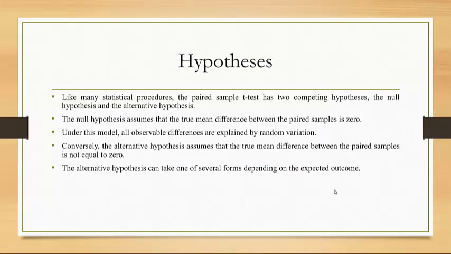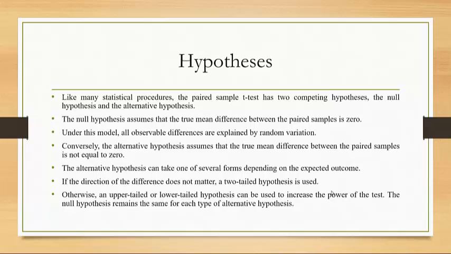I'll show you the standard notation of how we can denote our null hypothesis and alternative hypothesis. The alternative hypothesis can take one of several forms depending on the expected outcome. For example, if the direction of the difference does not matter, a two-tailed hypothesis is used. For example, if we say that the mean difference is equal to 0, the alternative will be that it is not equal to 0. Not equal to 0 means it can be greater than 0 or it can be less than 0. So in this case, I will use a two-tailed hypothesis.